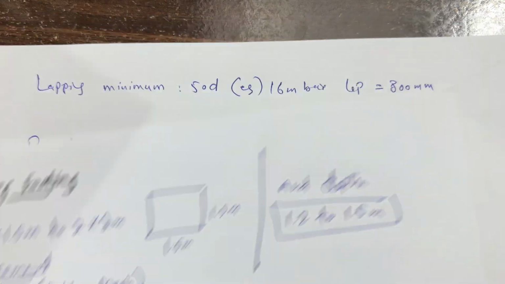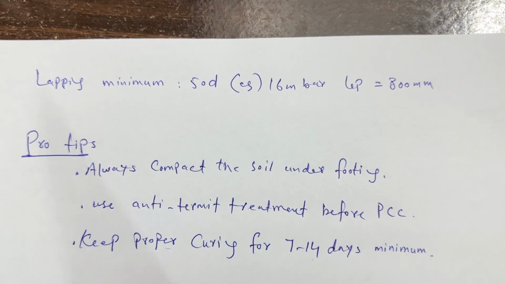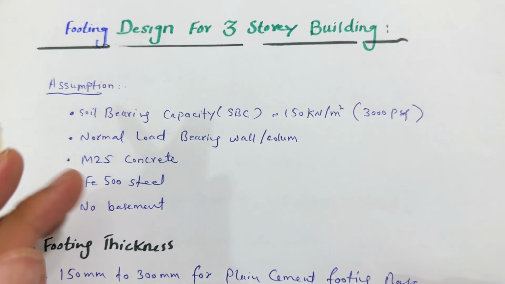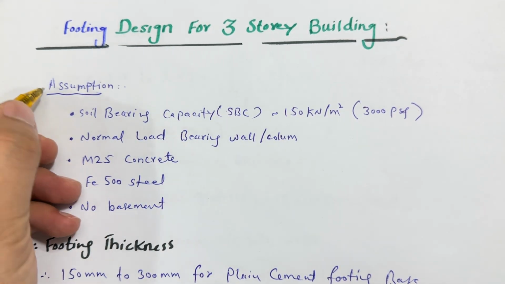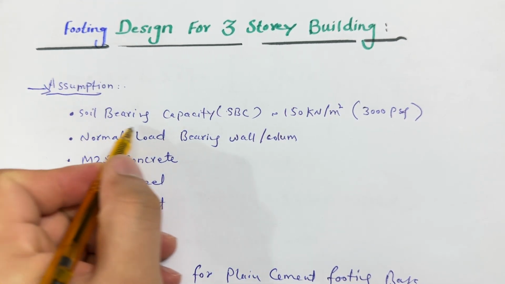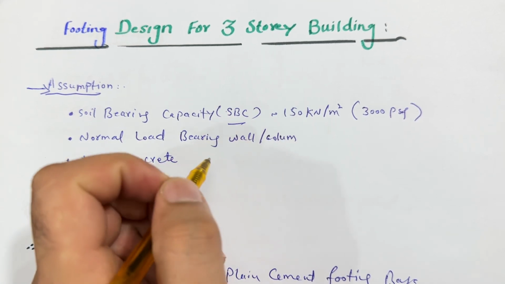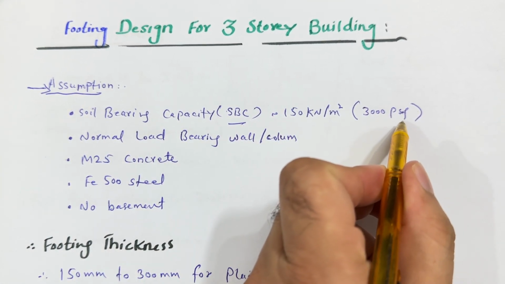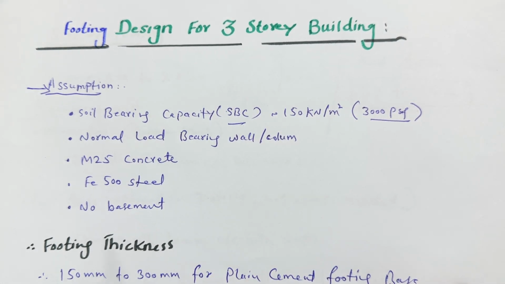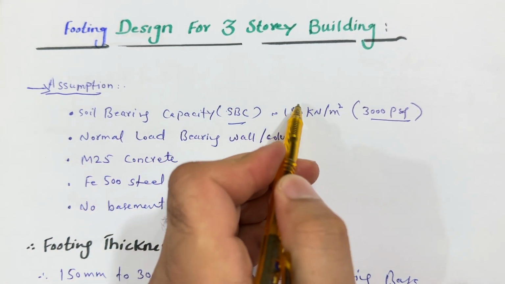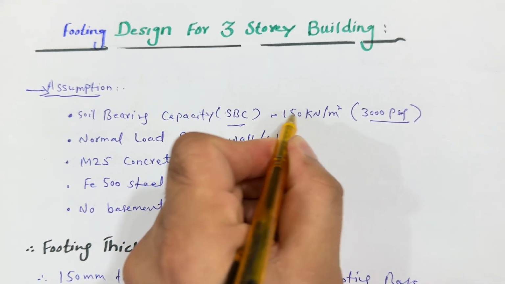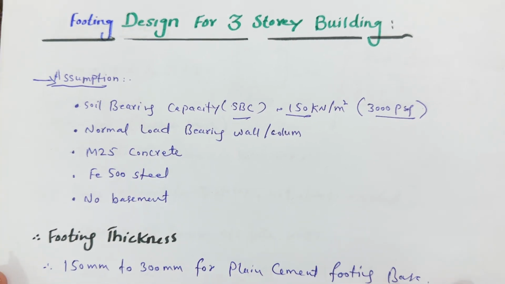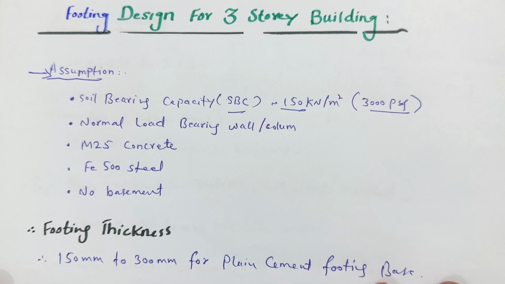Guys, if you are a civil engineering student, you should remember these points which I'm discussing in this short video. Let's get started. Assume that soil bearing capacity SBC is 150 kilonewton per meter square, or you can say 3000 PSF. You can increase it up to 150. So if that is 120, 130, the maximum is 150 kilonewton per meter square. This is the bearing capacity of the soil.